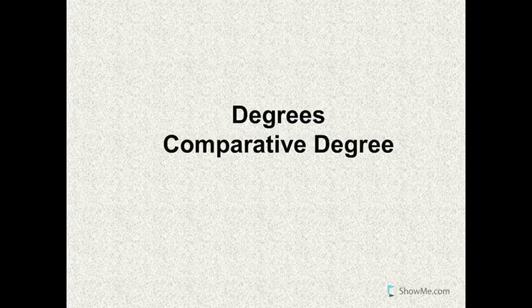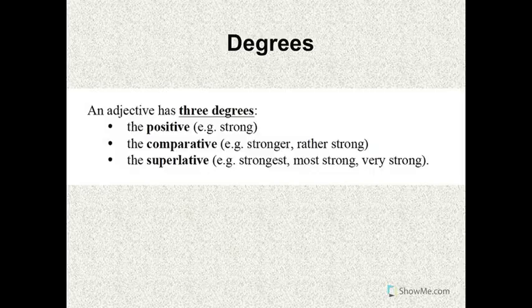In this video, we'll be looking at degrees of adjectives and specifically focusing on the comparative degree. So an adjective has 3 degrees. There's the positive, like strong or tall. Anything that we've been working with already is a positive adjective. There's a comparative, like stronger, rather strong, taller, rather tall.